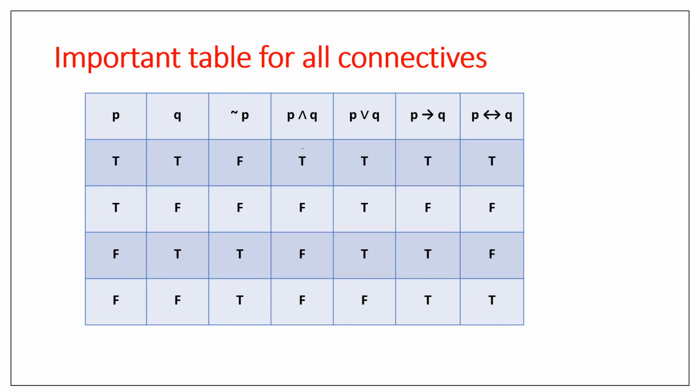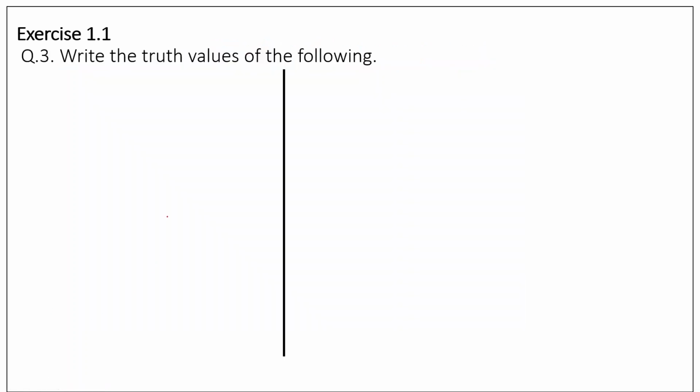In conjunction, only T, T is T, otherwise it is false. In disjunction, only F, F is F, otherwise it is true. In implication, only T, F is F, otherwise it is true. And in biconditional, only TF and FT are false, otherwise it is true. So you have to remember this table. So we solve some examples.